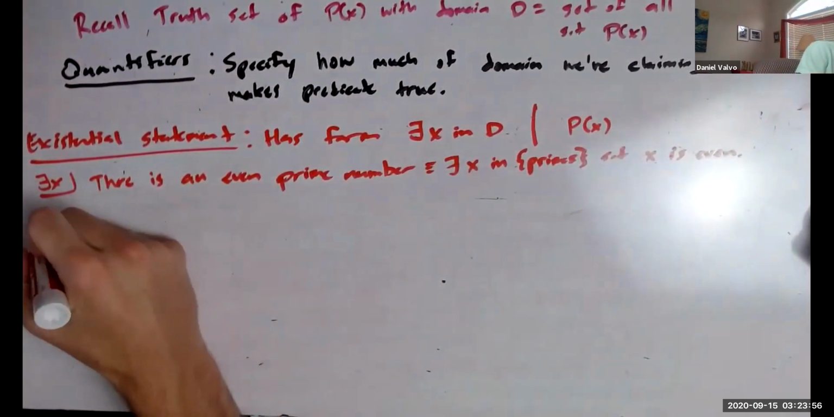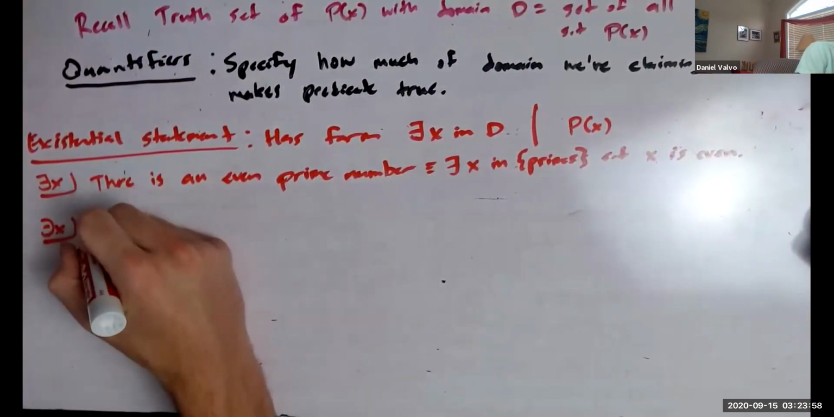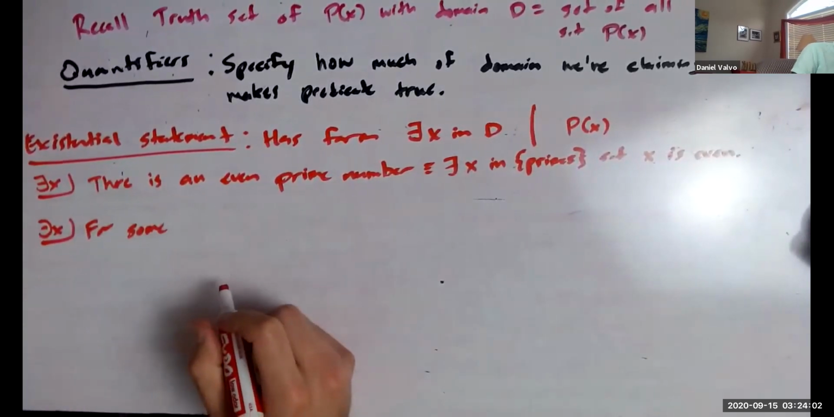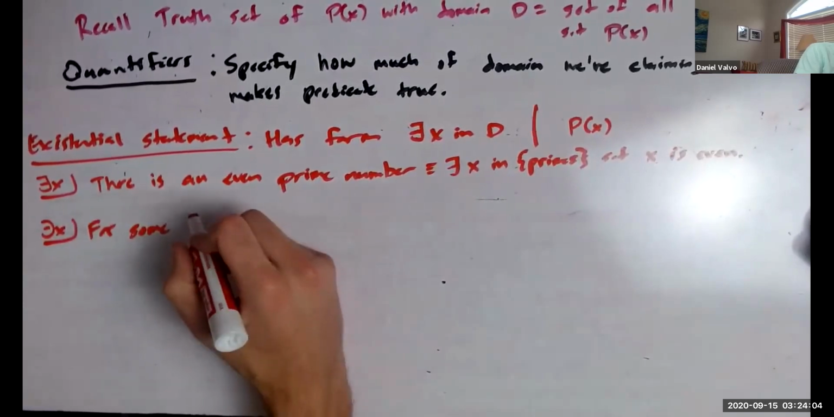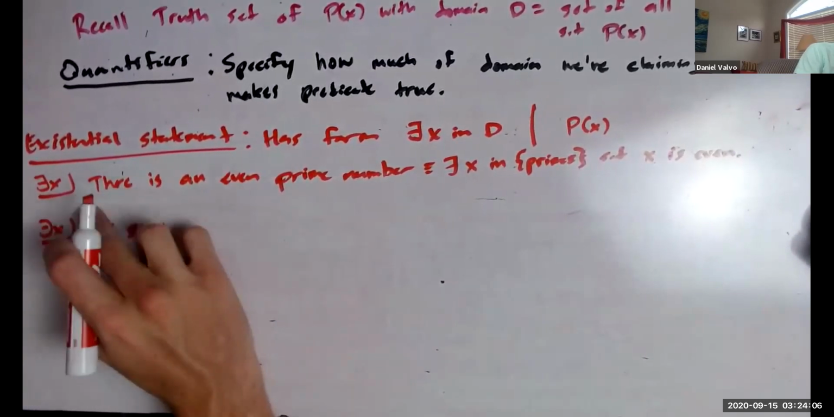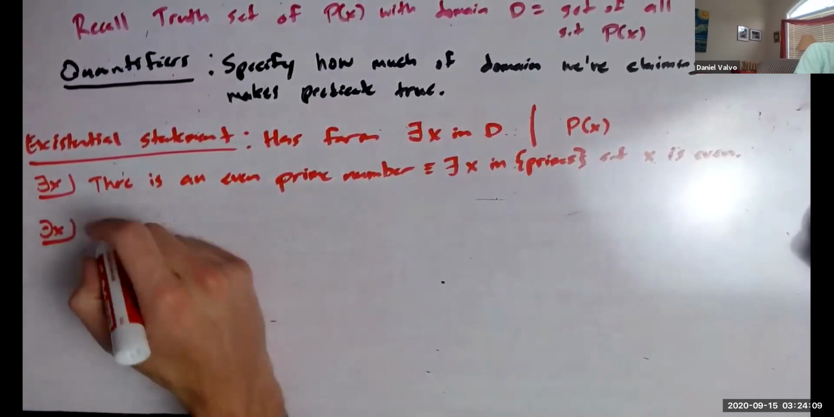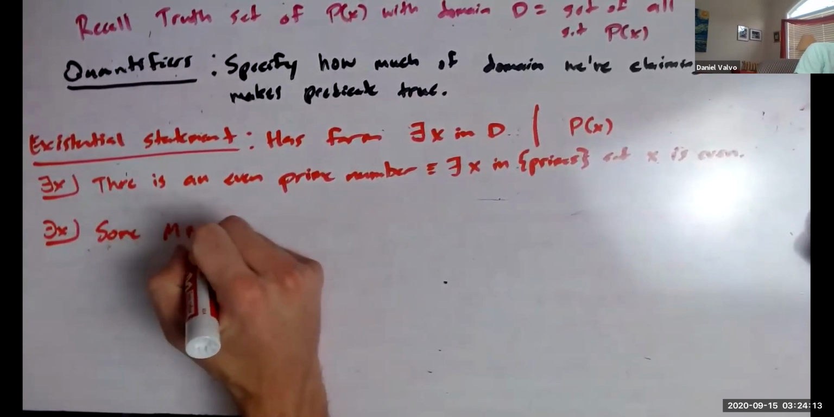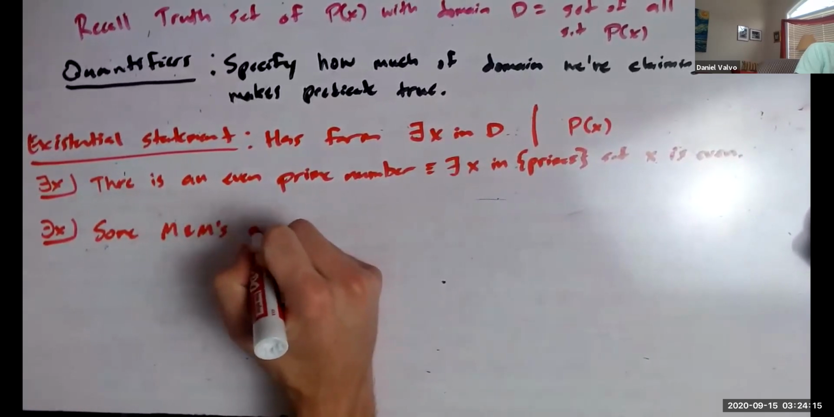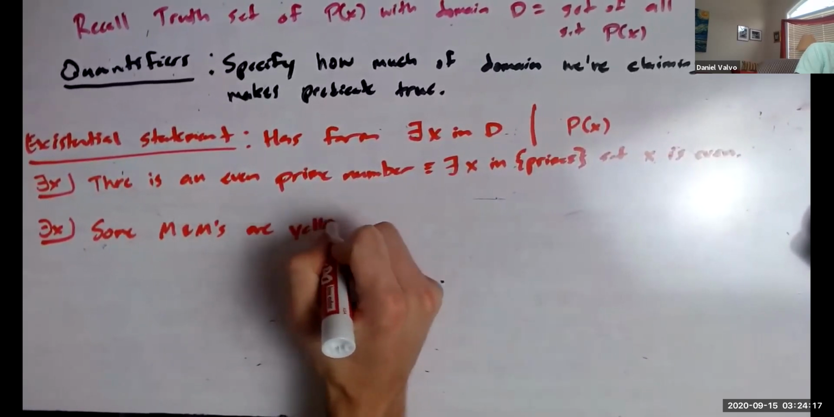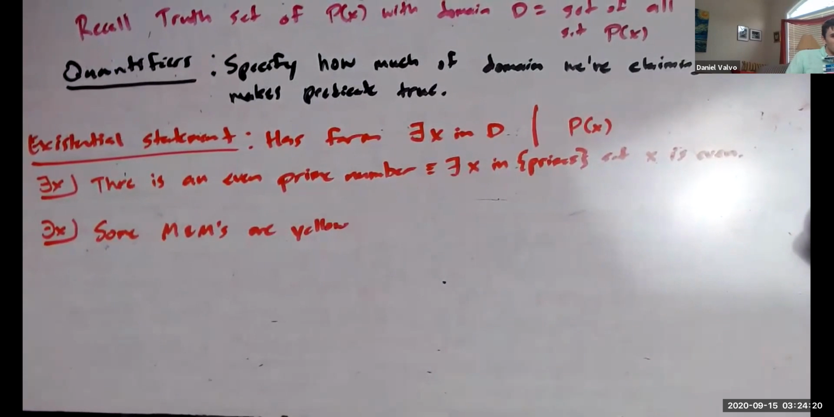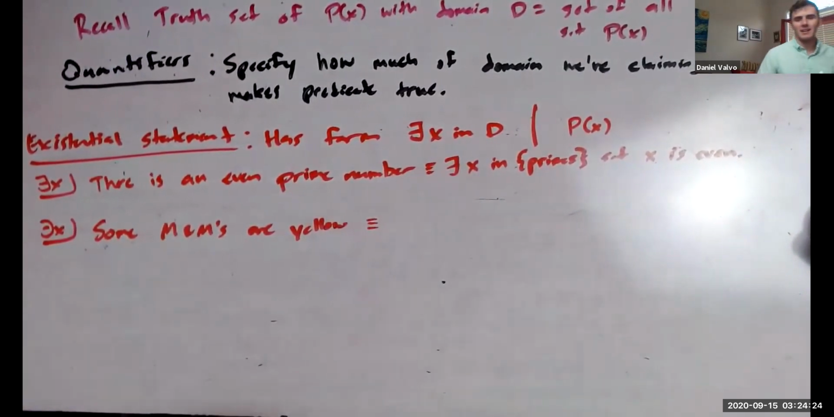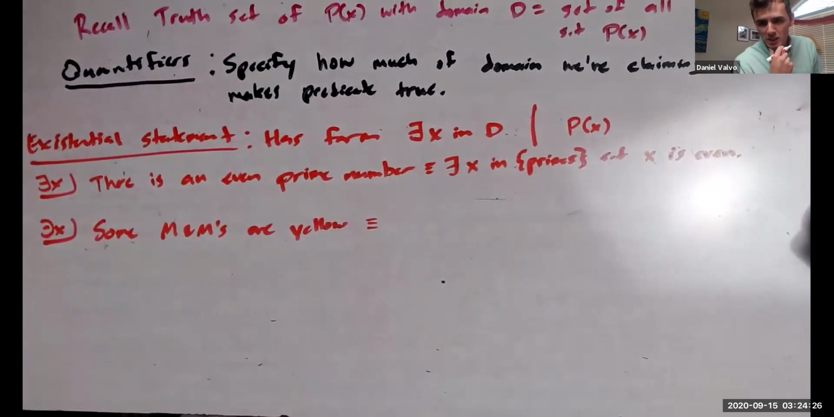Or if you had, for example, I'll say some M&Ms are yellow. How would you write that in logic? In logic speak.